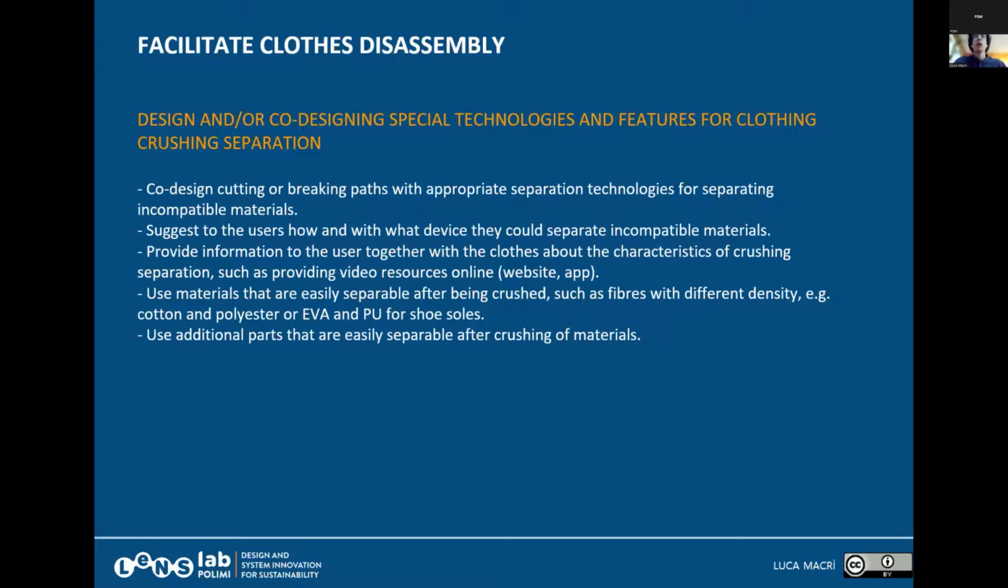The second one is to design and or co-design. This means that could be also, obviously, in partnership with technology providers or different actors and stakeholders from the value chain for clothing crushing separation. So it could be that crushing some parts of the cloth is a good way to save at least what is recyclable.